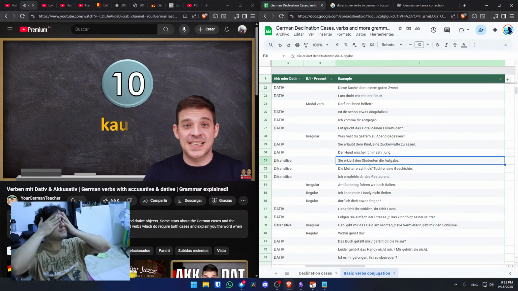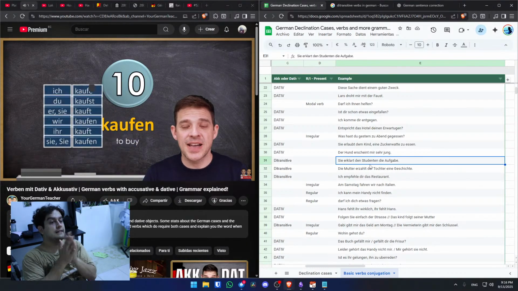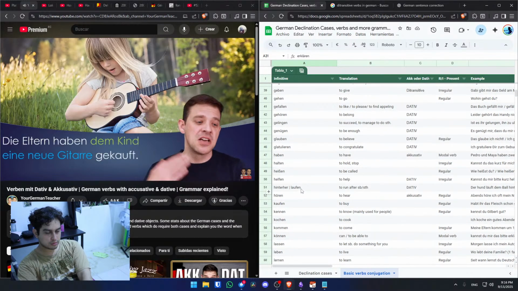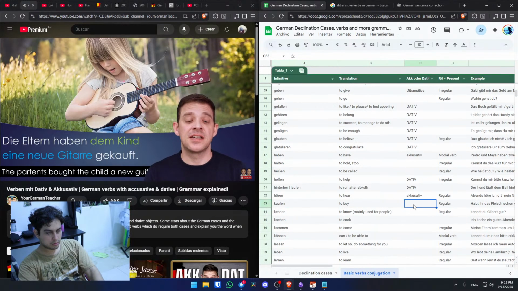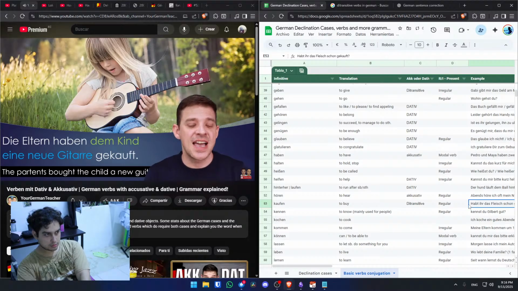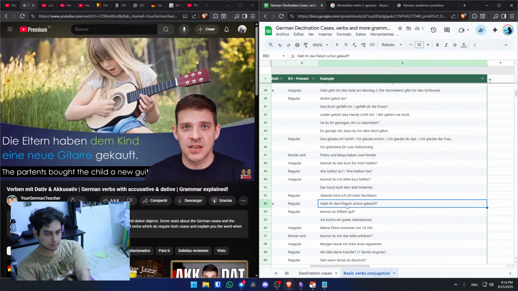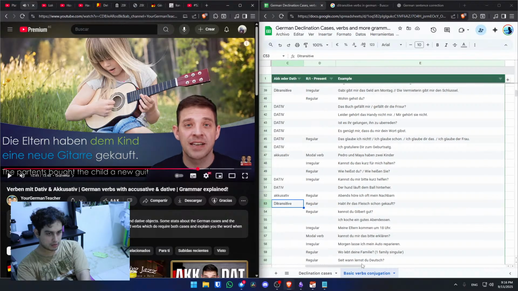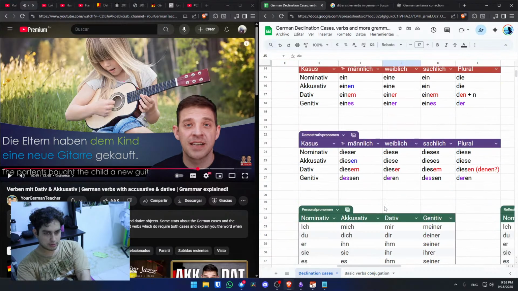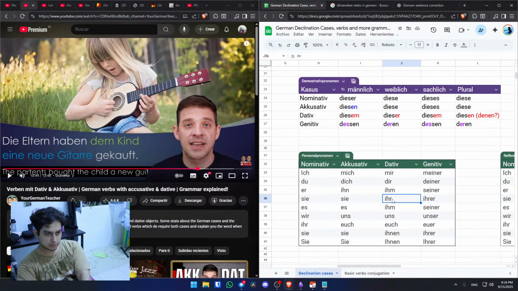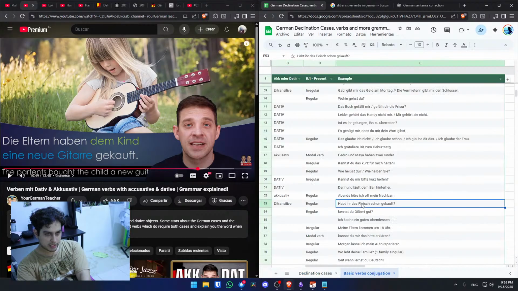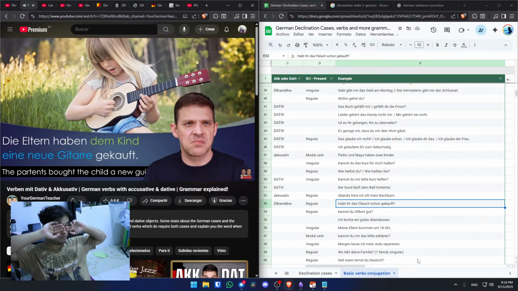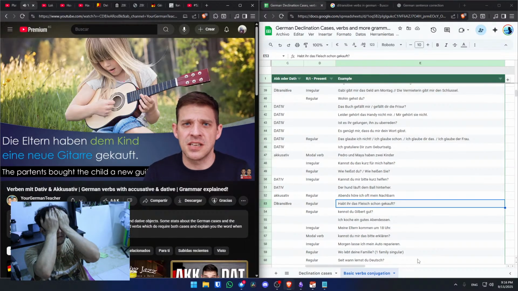And the last one, Nummer 10, kaufen. Kaufen heißt to buy something. Und kaufen ist auch ein regelmäßiges Verb. Zum Beispiel, die Eltern von diesem Mädchen haben dem Kind eine neue Gitarre gekauft. And now you might say, but kaufen is an accusative verb.